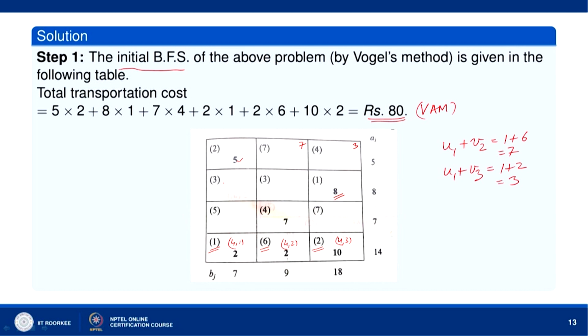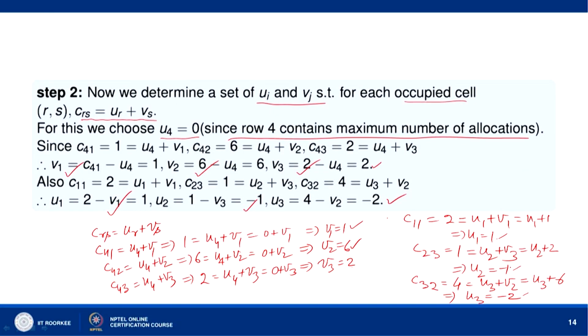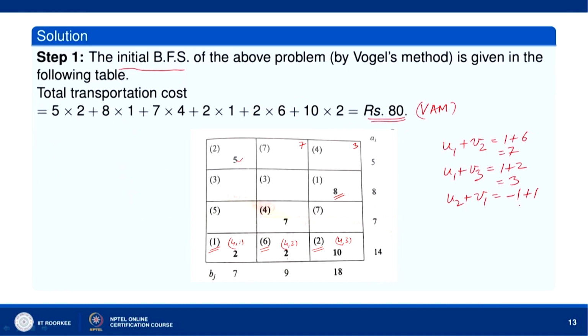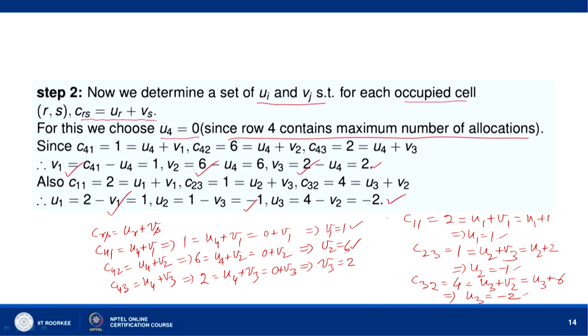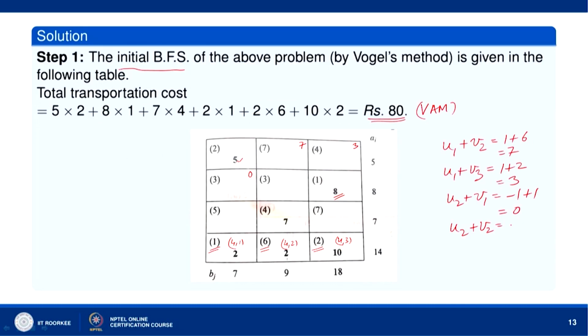Then in the second row, first column. So u2 plus b1, u2 is equal to minus 1 and b1 equal to 1. So minus 1 plus 1 is equal to 0. So this will be 0 here, and then we will have this one. So u2 plus b2, second row, second column. u2 equal to minus 1, b2 equal to 6. So minus 1 plus 6 is 5. So we will write 5 here.